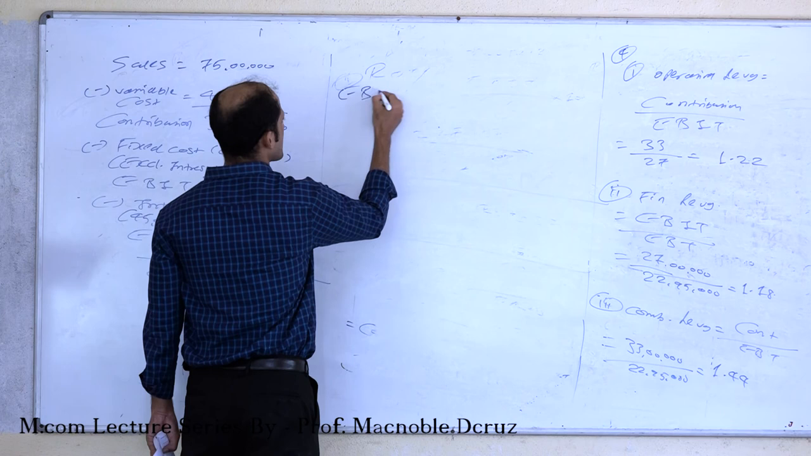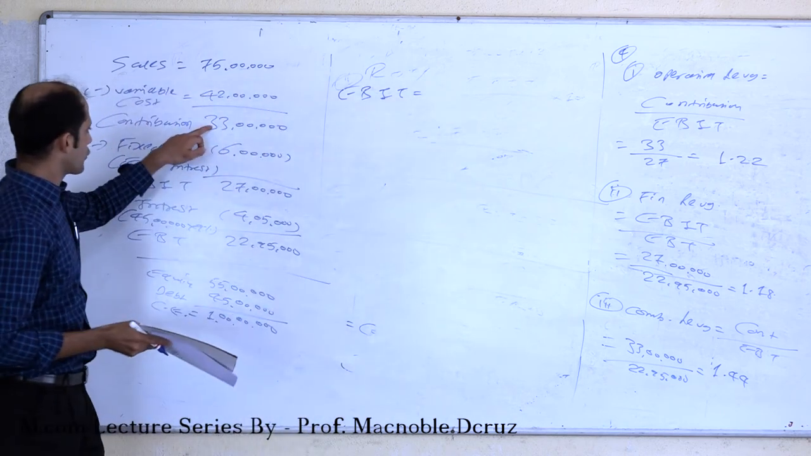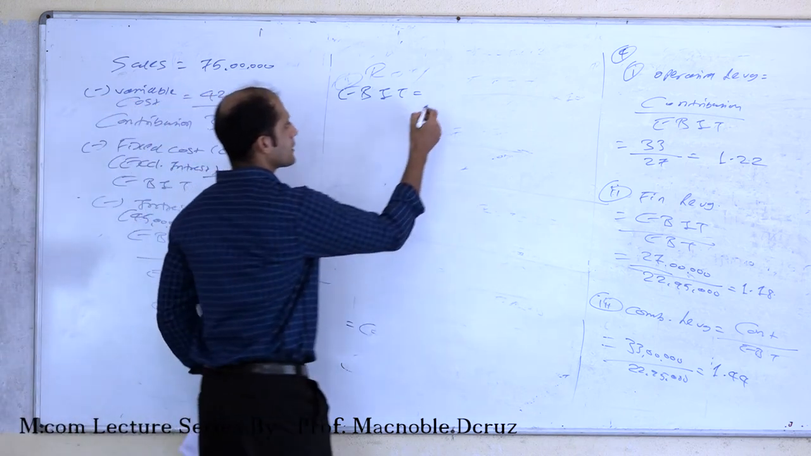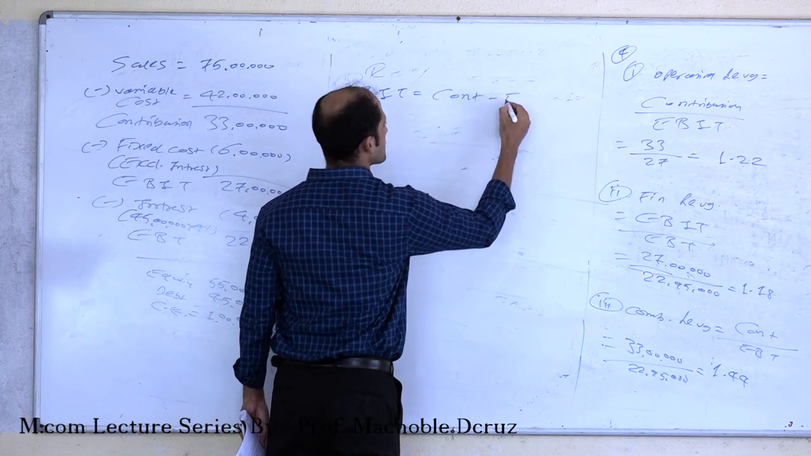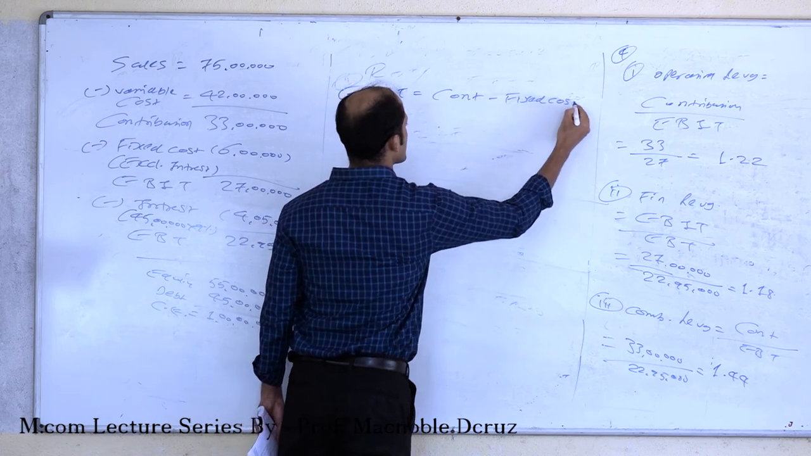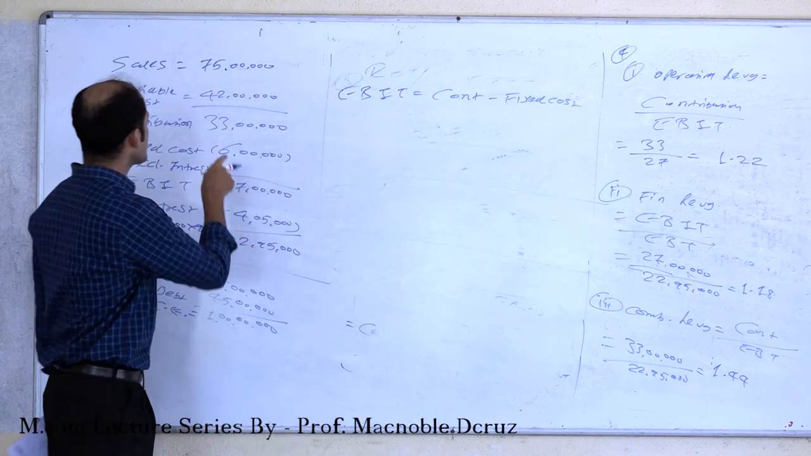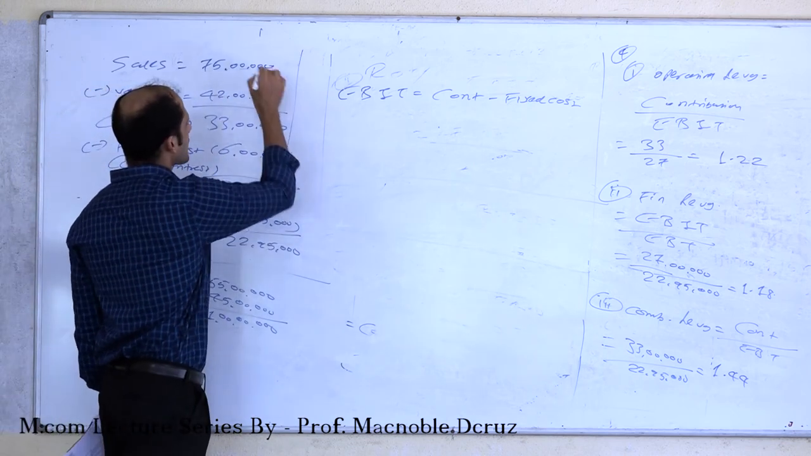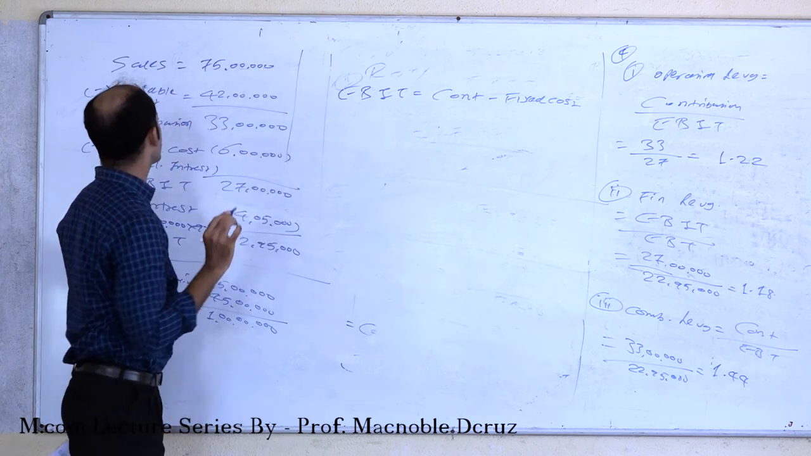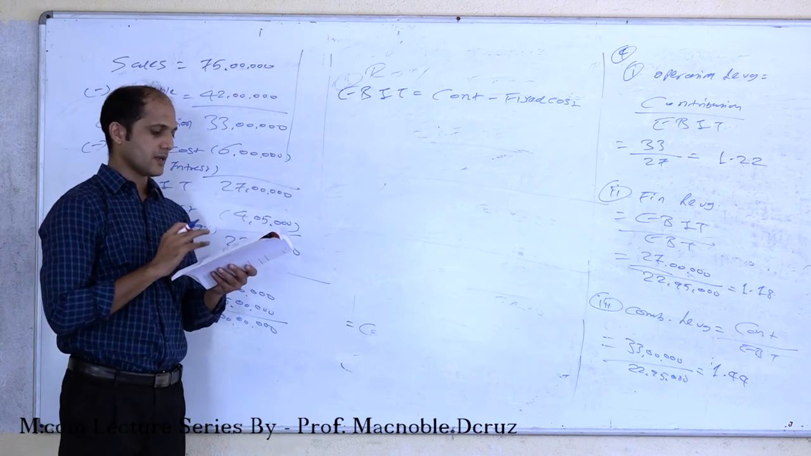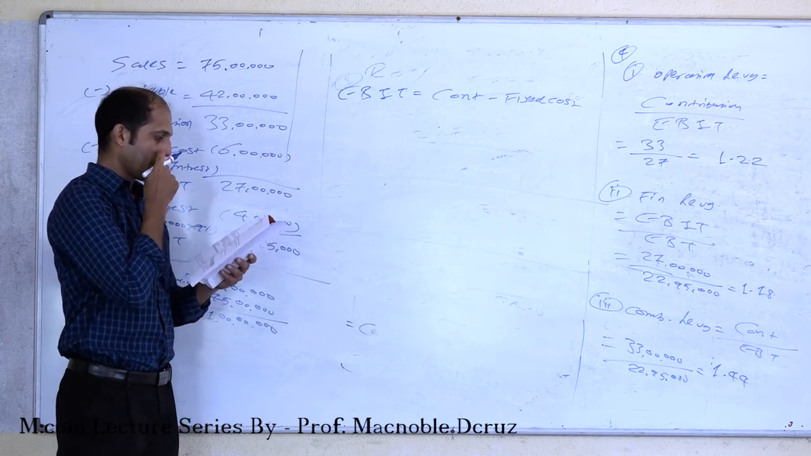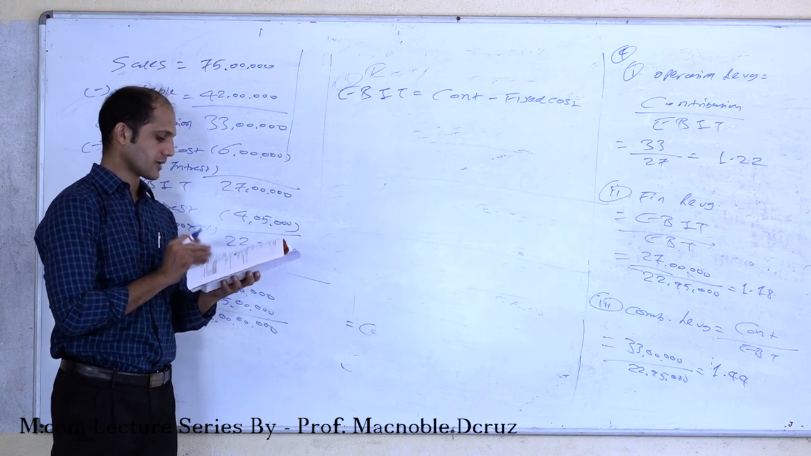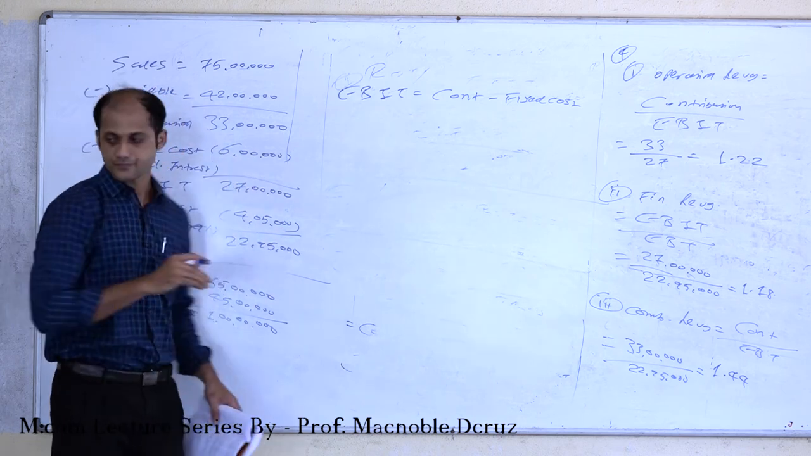EBIT means what, students? Contribution is not a fixed cost. That is not EBIT. I have told you contribution less fixed cost is EBIT. Here 33 lakh rupees is the contribution. हम लोग को calculation करना है यहाँ. पीवी रेशियो कितना है, पीवी रेशियो कितना है. सो अगर आप लोग कैलकुलेशन करेंगे तो हम लोग को पता चलेगा.